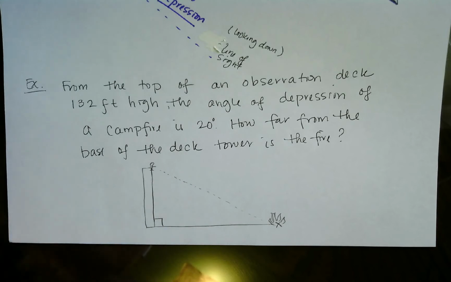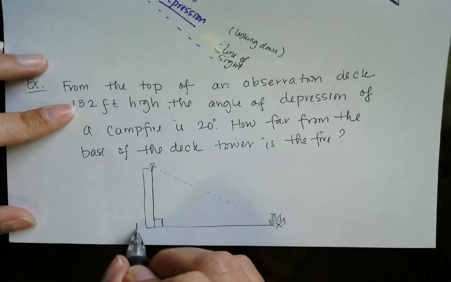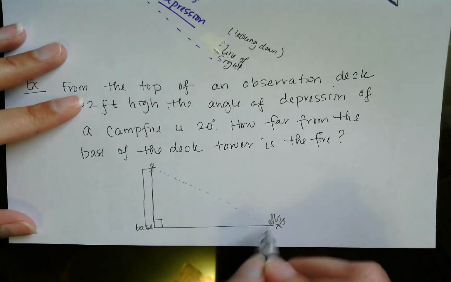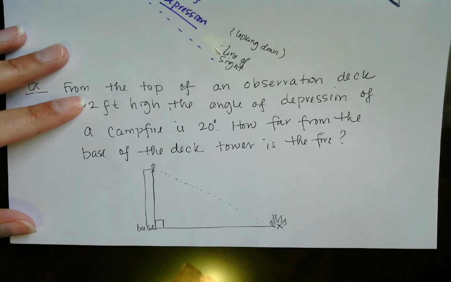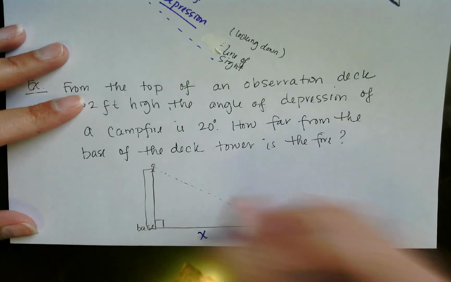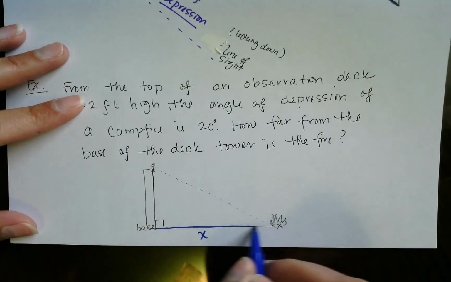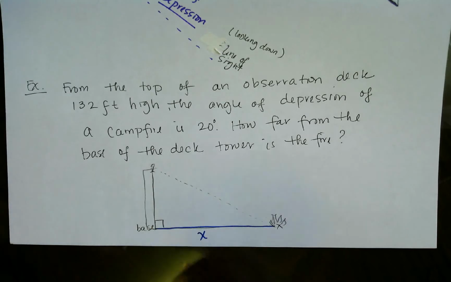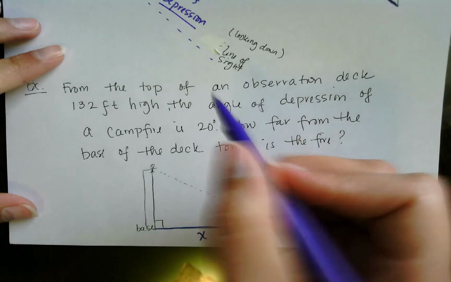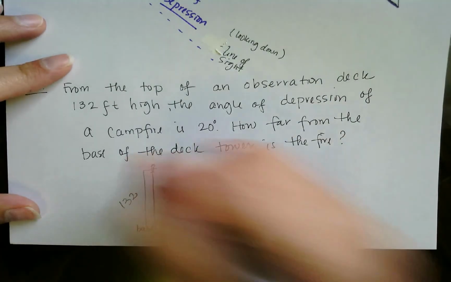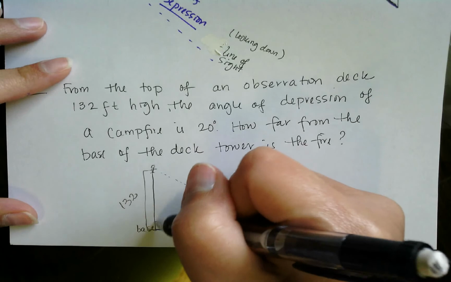Alright, it says how far from the base of the deck, so here's the base of the deck, to the tower is the fire. So they want to know this distance. I'm going to label it X. I want to know this distance. Alright, we need to also label our angle of depression. It says top of an observation deck, 132 feet high. Oh, we can label that too. Sweet, 132 feet high. We have this side length.